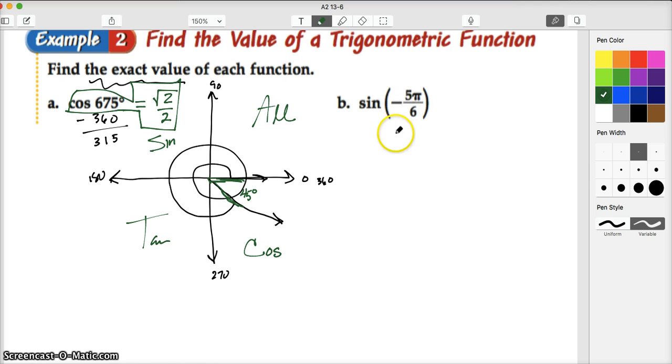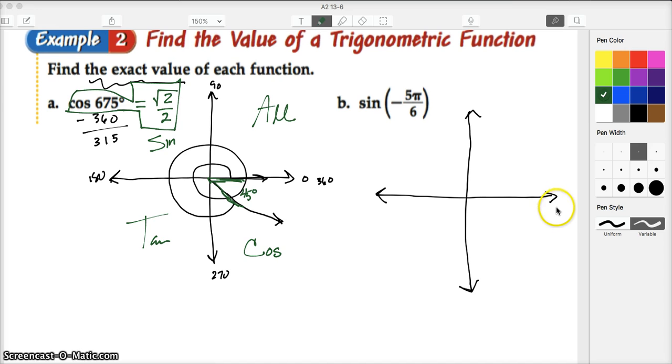Let's try the same idea for the sine of negative 5 pi over 6. We're dealing with radians, so we've got 0 radians here, pi over 2 here, pi, 3 pi over 2, and then 2 pi, and we can continue on. Here we're dealing with negative 5 pi over 6.